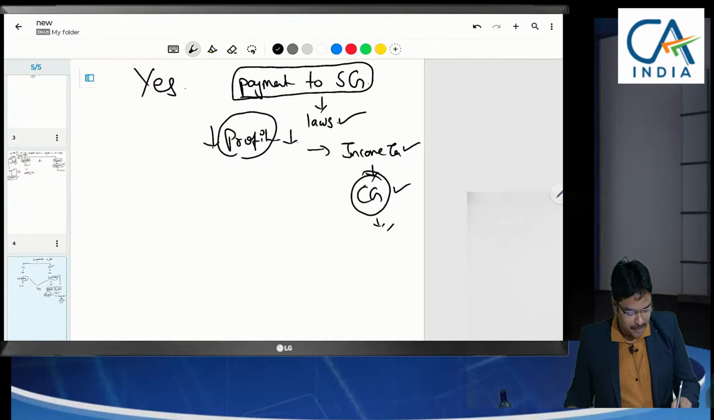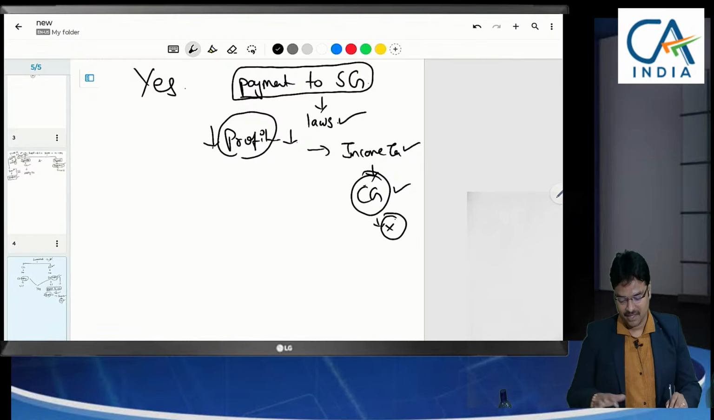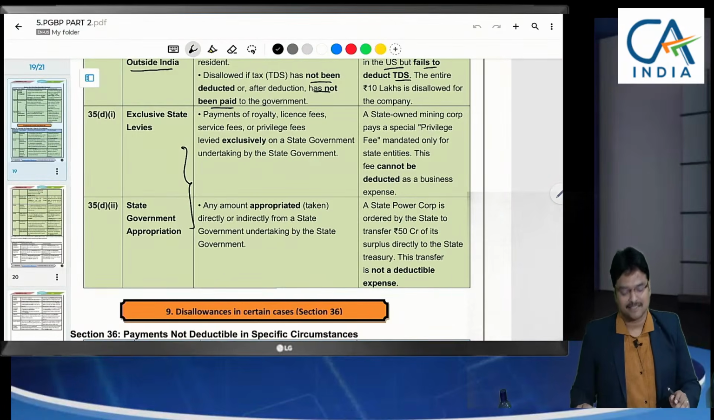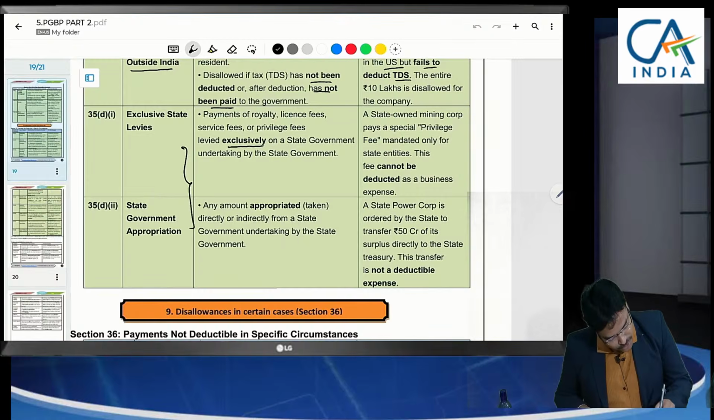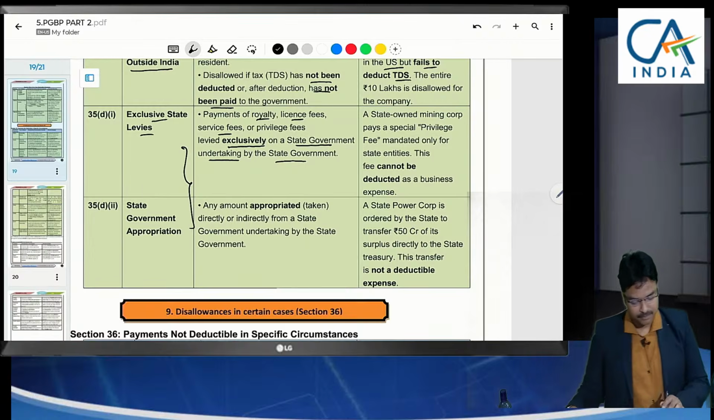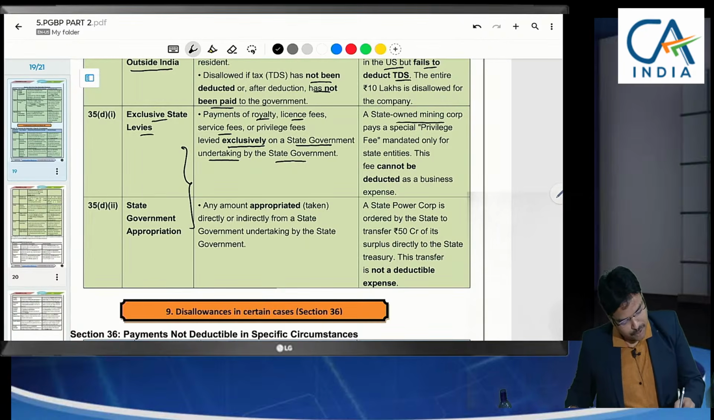This central government will not allow. That is what this special point. Not for our regular practice. Exclusively state government undertaking, if it is making royalty, license fees, service fees, to whom they are making payment? To state government only they are making payment. That cannot be claimed as deduction. A state-owned mining company pays privilege fee to state entities. It cannot be deducted.